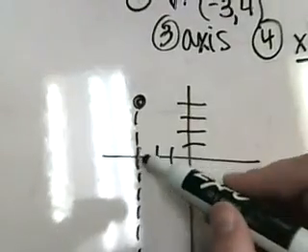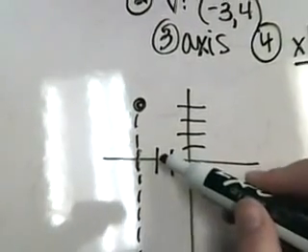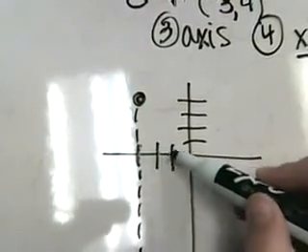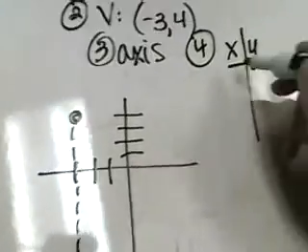Okay, so here's my axis of symmetry. And I'm going to pick something close to it. So I'm going to pick negative 2 and negative 1.